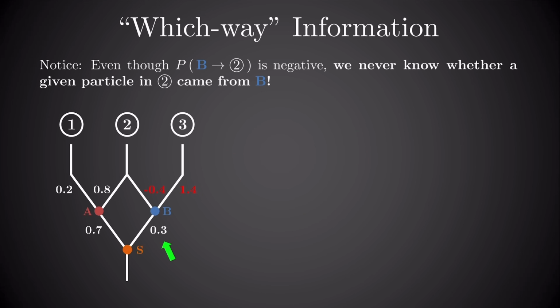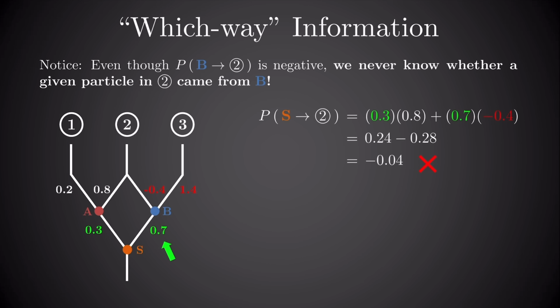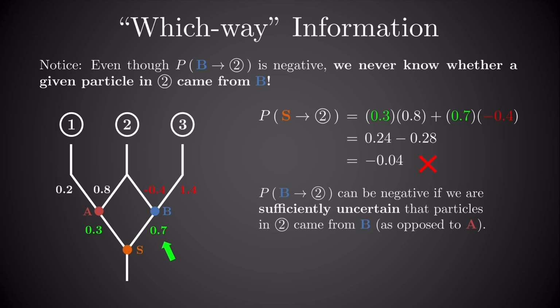If we increase this probability, that would mean we are becoming more certain that a particle goes through B as opposed to A. Let's see what happens when we increase this probability to, say, 0.7. Running through our calculation, we see that the overall probability of going from S to 2 becomes negative, which we cannot accept as a probability for an event that we are directly observing. So it seems that the probability of going from B to 2 can be negative if we are sufficiently uncertain that particles in 2 came from B as opposed to A.